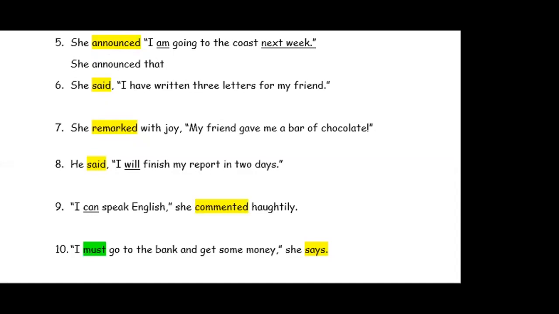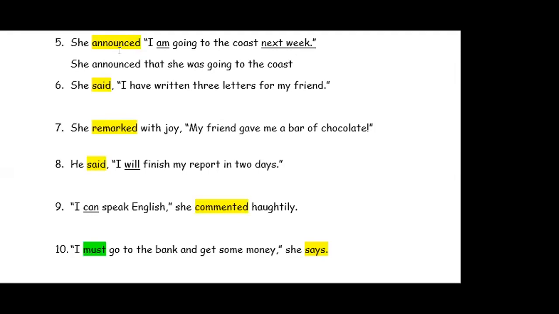Remember, everything's changing into the past tense. Right, so can you see the words I've underlined, guys? Is changes to was, am changes to was, etc. Next week changes to the following week. So Ted says, she announced that she was going to the coast next week. That she was going to the coast. Remember, next week changes to the following week because we see that our introductory verb is in the past tense. So everything in the sentence needs to be in the past tense.